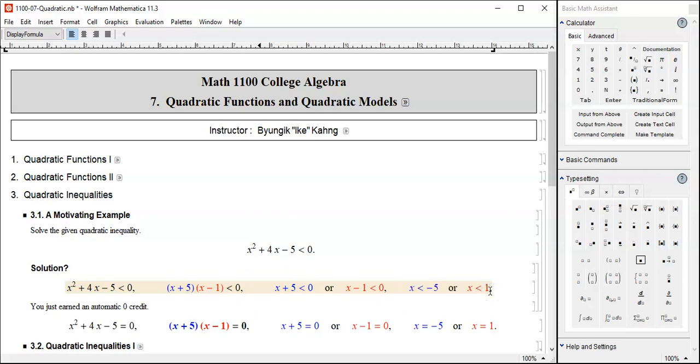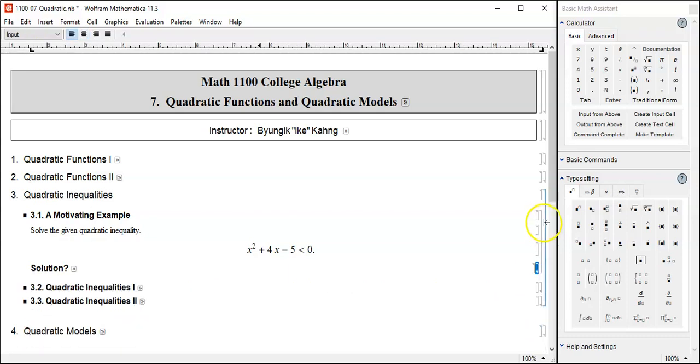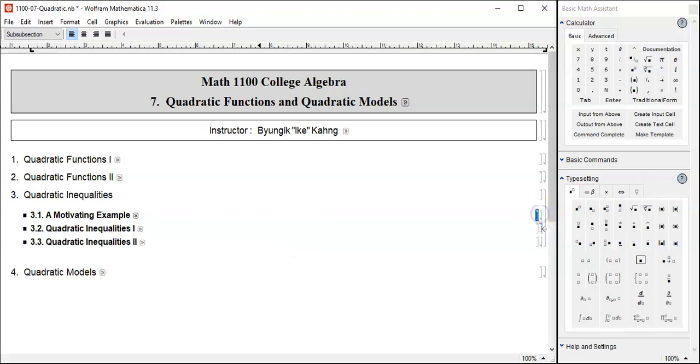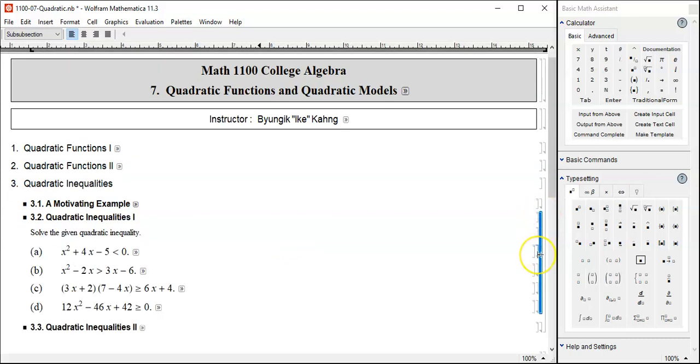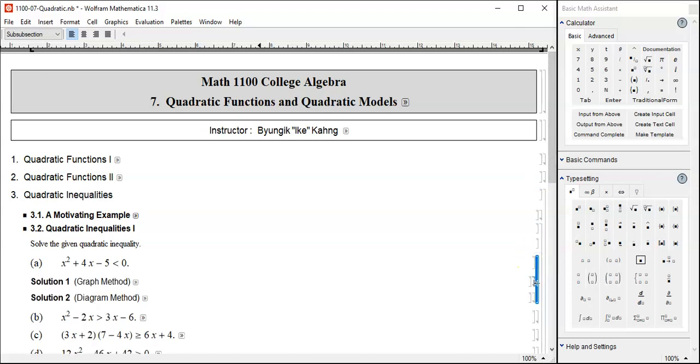Still, I'm afraid I see this kind of answer a lot in intermediate algebra class. I hope things are better here in college algebra. Nonetheless, I'm making appropriate emphasis here. How do you do it right? My suggestion is to use graphs. Now we're going to learn a little bit more advanced method in chapter 5 when we deal with polynomials and rational functions. But for now, let's stick to the graph method.